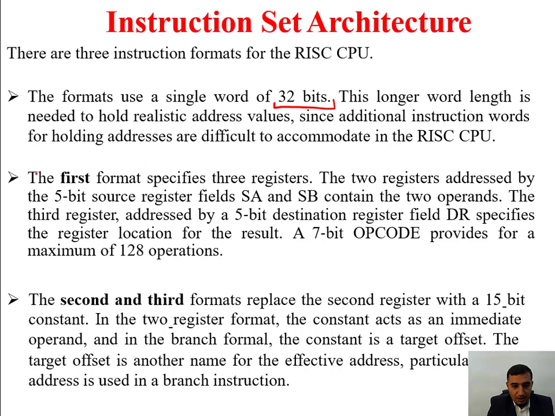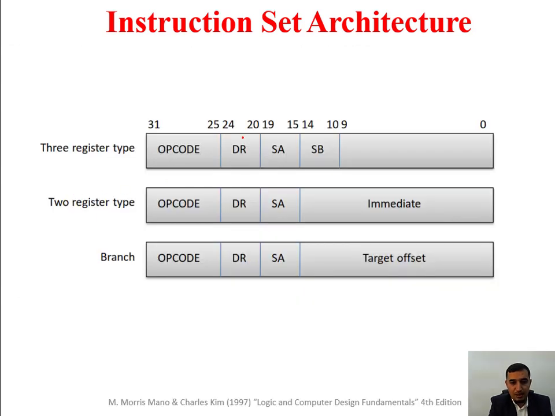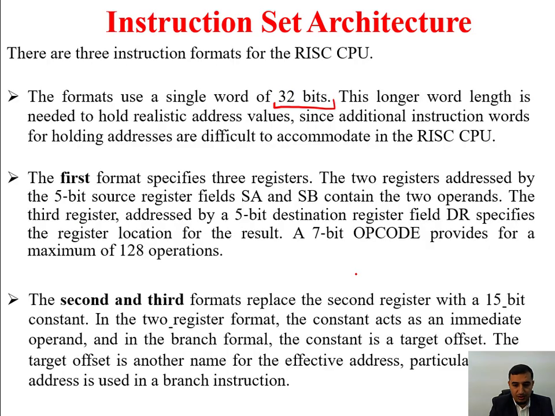The first format is the 3-register format, where we have the opcode, which has 7 bits, the destination register, the source address A, and the source address B. The second format is the opcode with the destination register, SA, and an immediate value of 15 bits. Then we have the branch, which has DR and SA, and here we have 15 bits for the offset target.